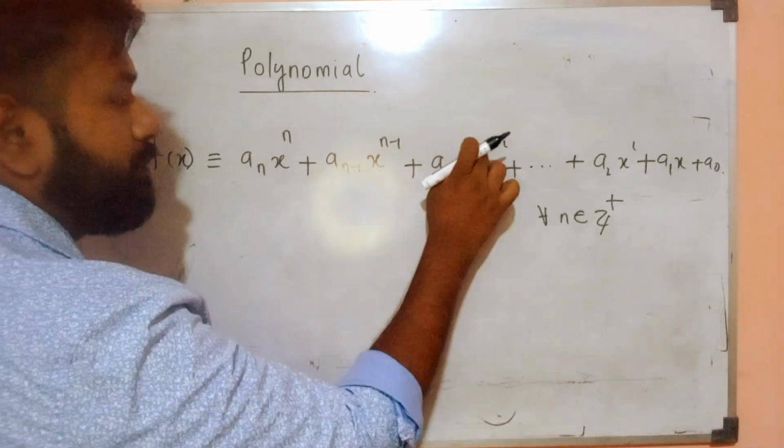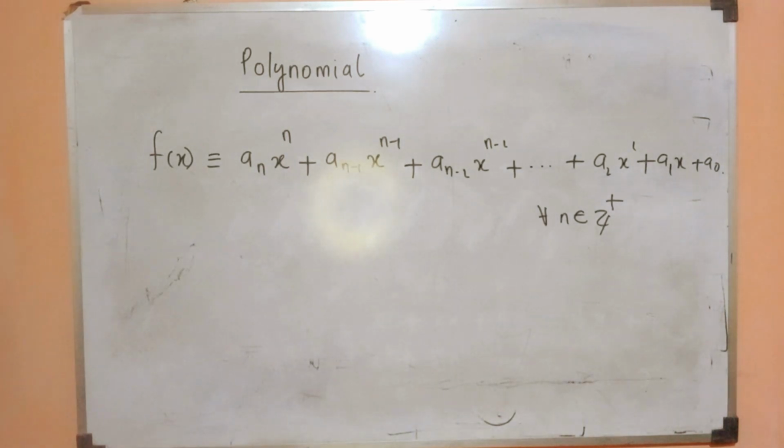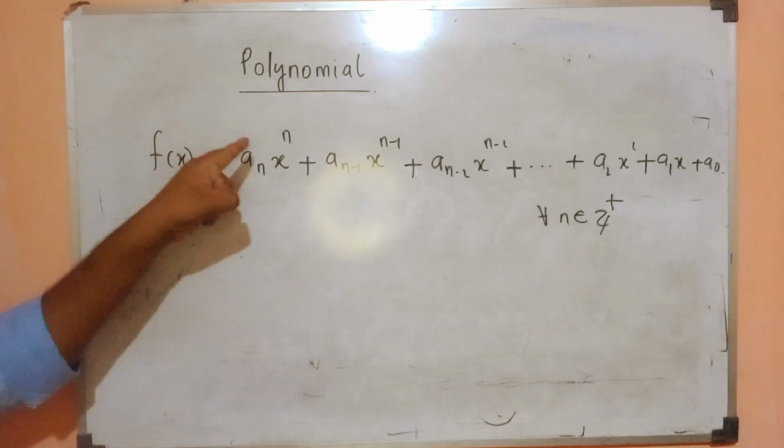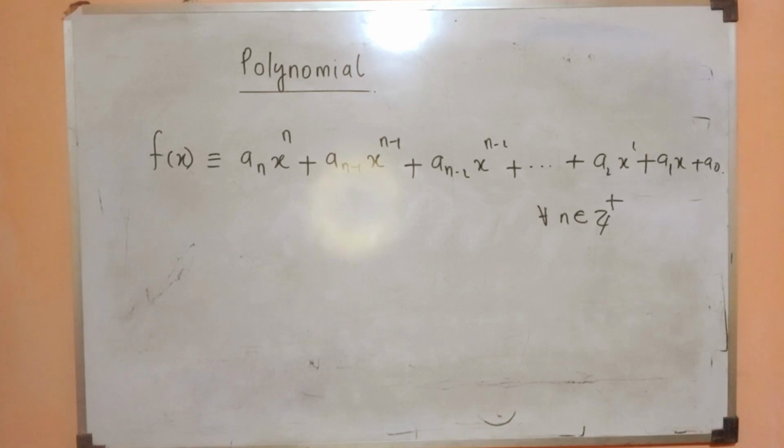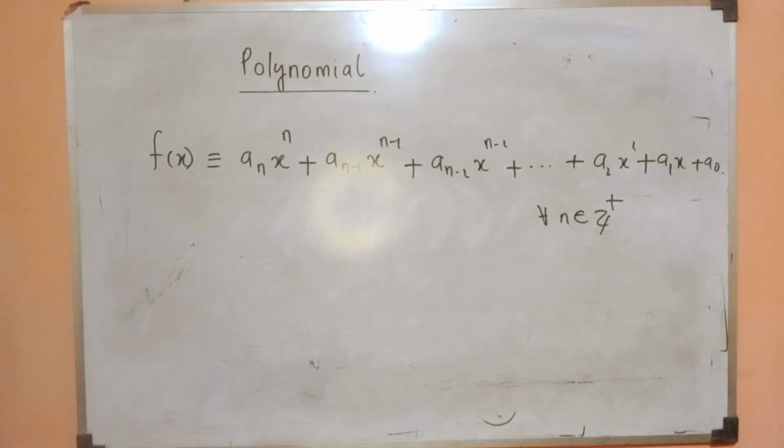n minus 1, n minus 2, those are the exponents. Those exponents have to always be positive integers. Not only n, all the exponents here have to be positive integers. Then only this becomes a polynomial. And there are some special cases of polynomials.